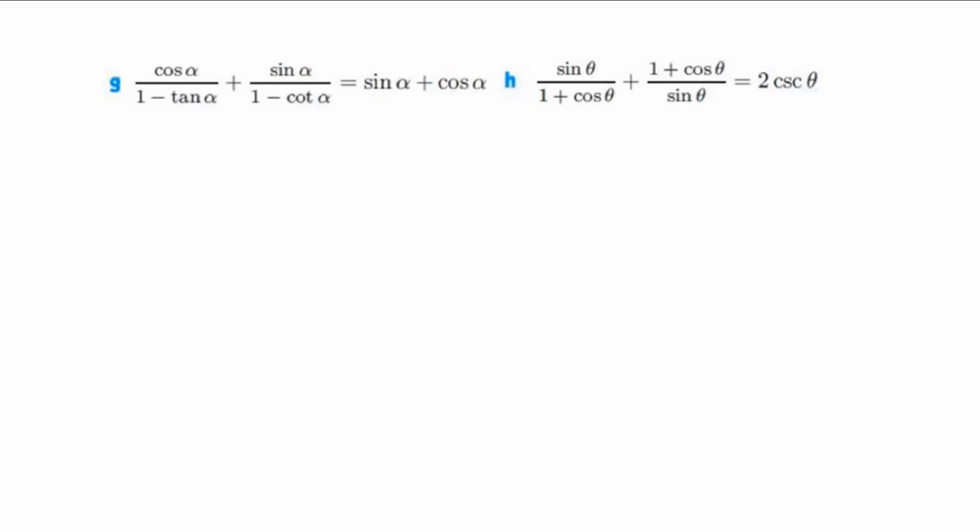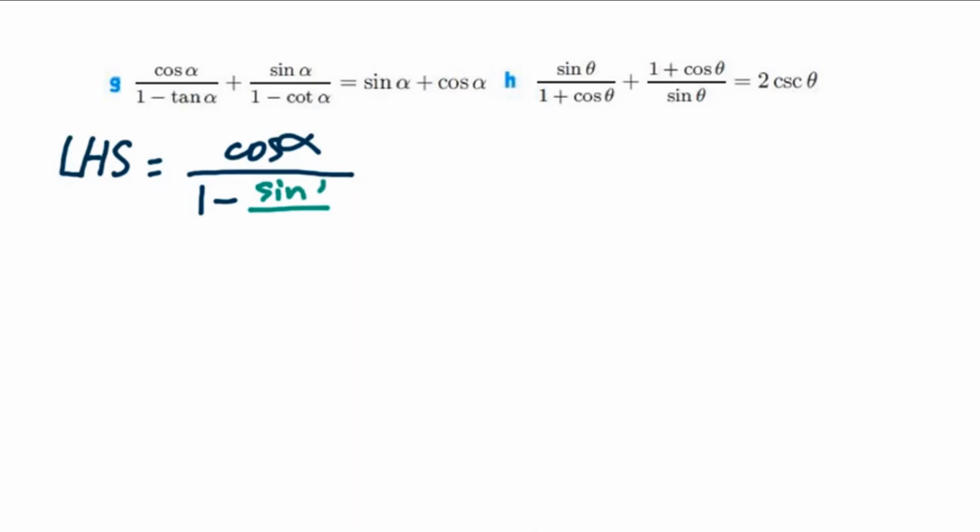First of all, you need to change everything into sine and a cosine on the left side. So we get started from the left side, change everything into sine and a cosine. For cosine alpha, 1 minus tangent alpha, that's a sine alpha over cosine alpha, plus sine alpha over 1 minus, for cotangent, that's a cosine alpha over sine alpha.